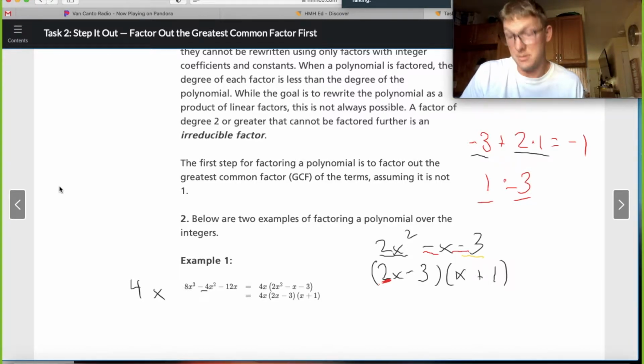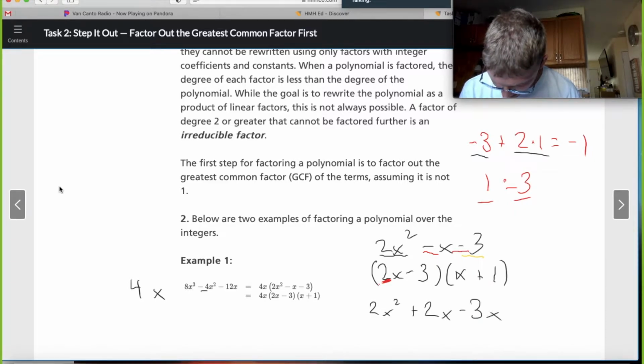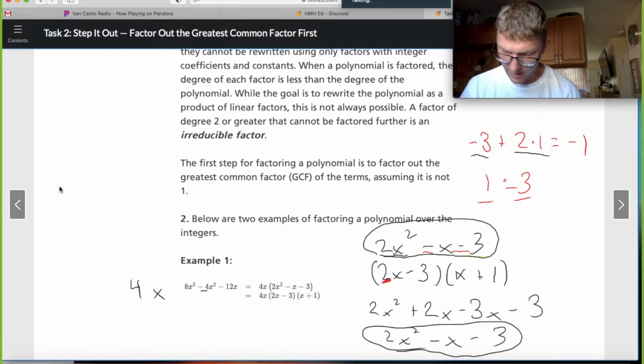Again, I'm sometimes not good at this, so I'm just going to double check real quick, and that's when we start foiling. So 2x times x is going to be 2x squared. 2x times 1 is going to be plus 2x, minus 3x, minus 3. So then that's going to be 2x squared minus x minus 3, which is the same thing that we have up here. That is how you can check to make sure that your factoring is correct. Also, it helps that the book gives us the answer as well.